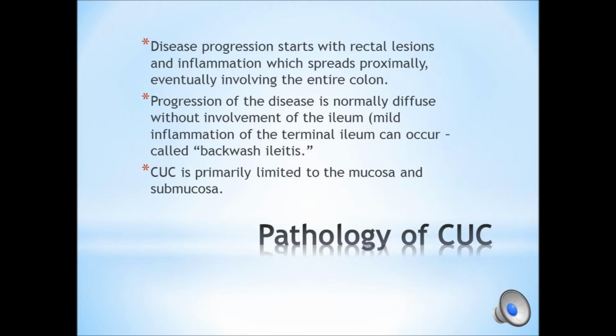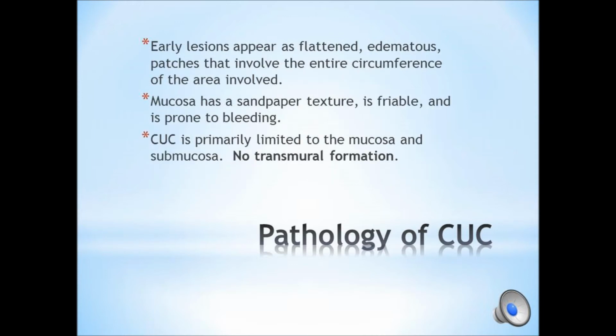One of the delineating characteristics of CUC versus Crohn's disease is that it starts its progression with rectal lesion and inflammation, which then spreads proximally, eventually involving the entire colon. Progression of the disease is normally diffuse without involvement of the ileum, and CUC is primarily limited to the mucosa and submucosa. Early lesions appear as flattened edematous patches that involve the entire circumference of the area involved. And the mucosa is going to have a sandpaper texture that's very friable and prone to bleeding.